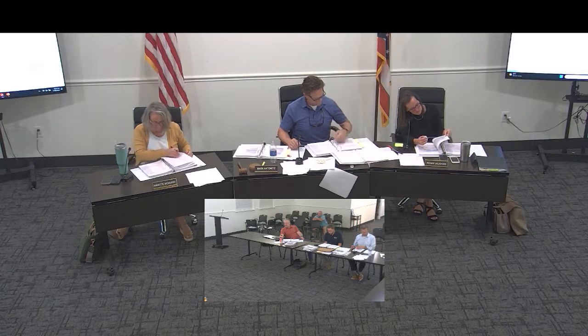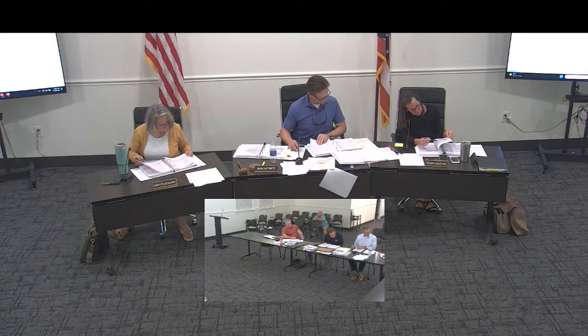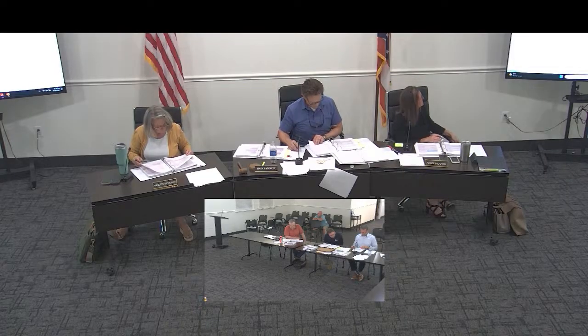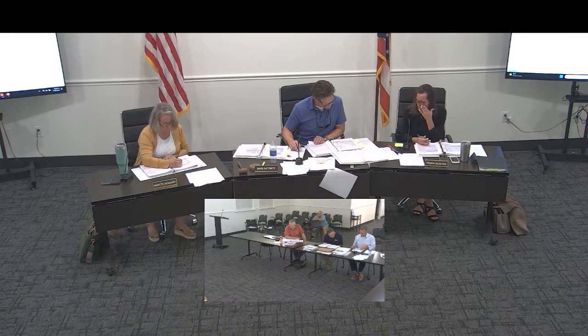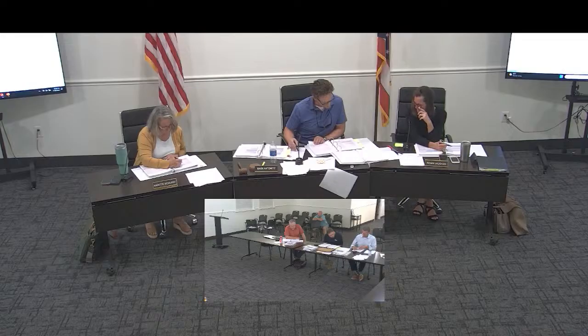I would like 1303.02, I'd like to take out "to the greatest extent possible." I think that leaves too much unknown. I think that's kind of a given, but why are we giving developers leverage? Where are you? 1303.02, the middle in the red, it says "to the greatest extent possible." I'd like to see that taken out.